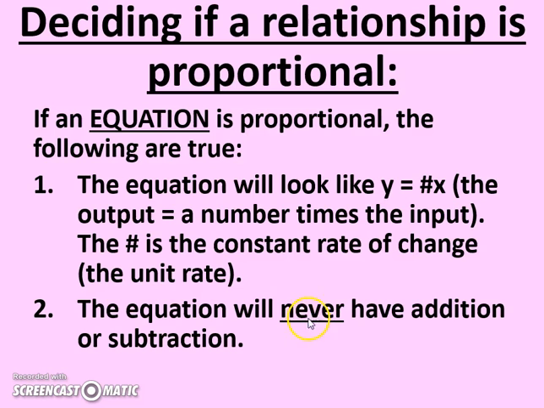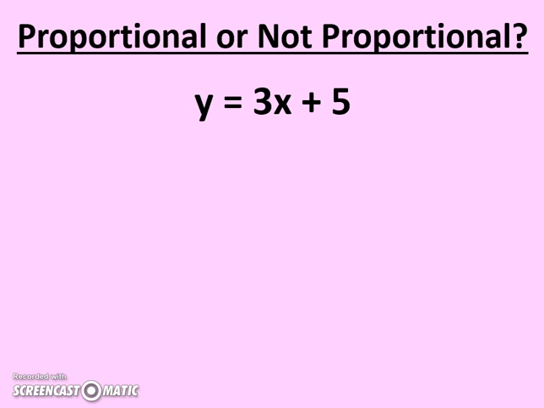If you see addition or subtraction, that would indicate that there is a starting value, and proportional relationships never have a starting value. So let's look at an example. Remember, our equation needs to look like y equals a number times x. Do we have y equals a number times x?